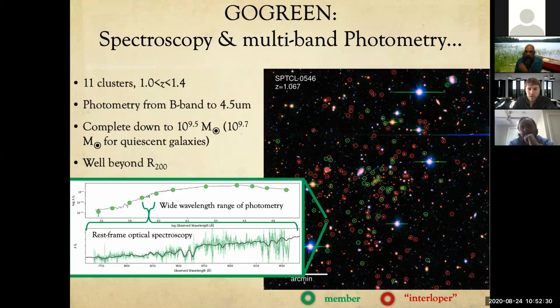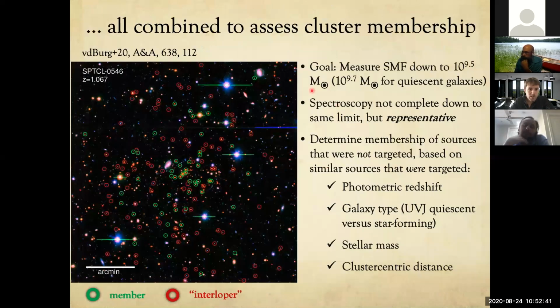Now, the trick to do this properly and to measure the stellar mass function is to correct for completeness and to account for all galaxies, not just the galaxies that have been targeted spectroscopically. This is described in quite some detail in this paper, but the goal is to use the depth of the photometry and to measure the stellar mass function all the way down to these limits.